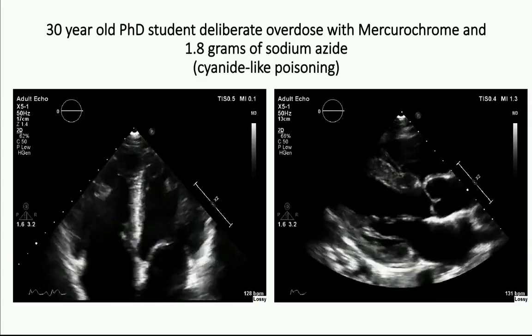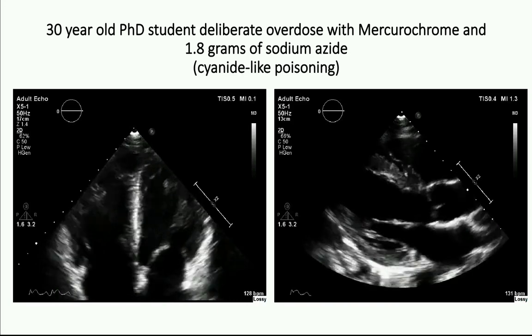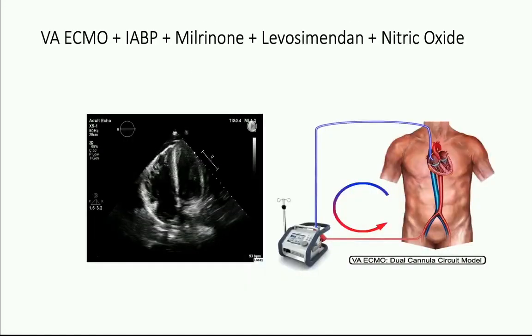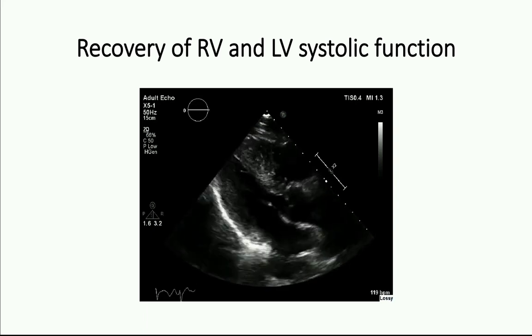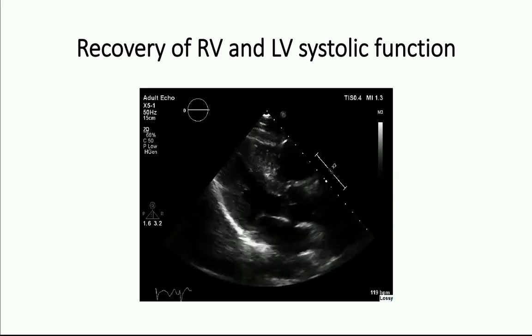No one's going to accept him for transplant. No way. So what we did is we put him on VA ECMO. We gave him inotropes, milrinone, levosimendan, nitric oxide for the right side of the heart. And we put him on VA ECMO for 10 days. And every day we echoed him. And he improved. And we weaned him. And we sent him home to see a psychologist.